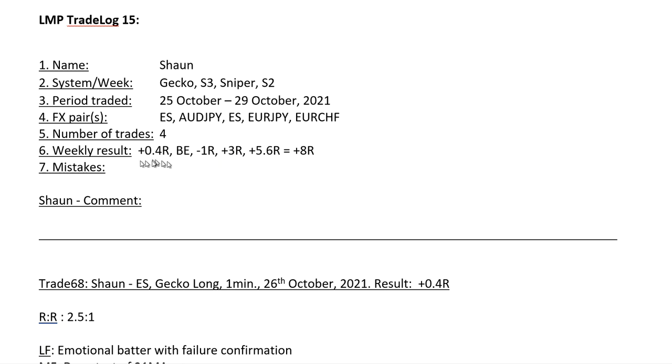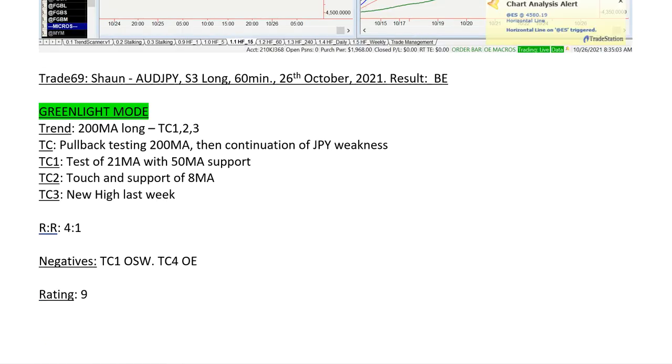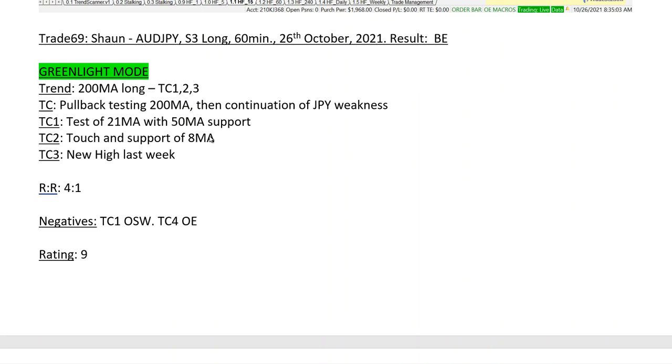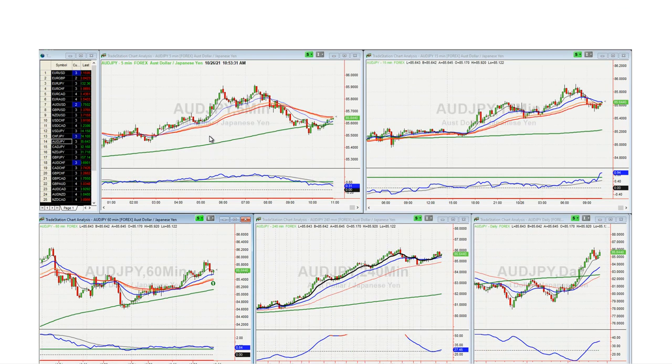So Shaun has attended just recently the futures workshop. So that's a mixed bag, right? So let's have a look at his forex trades. So that's an S3 long AUD/yen. So that's in line with the top-down analysis where we spotted Australian dollar strength and yen weakness, right? That's a 60-minute chart, and let's just see how that looks.